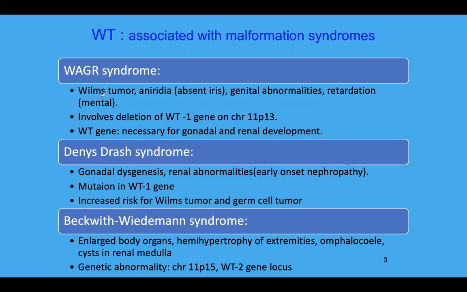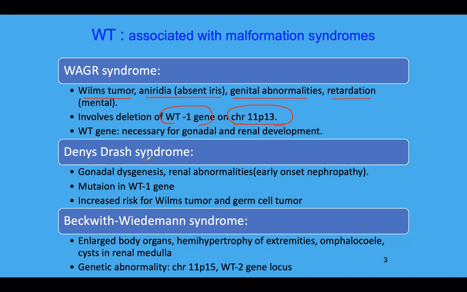So WAGR syndrome has the characteristic lesion of Wilms tumor, absence of iris, aniridia, and genital abnormalities. Various male and female genital abnormalities may be seen. Mental retardation is also fairly common. It involves the deletion of the WT1 gene, which is located on chromosome 11p13. So just remember this location, chromosome 11p13, the WT1 gene location. This may also be asked. The WT gene is necessary for gonadal and renal development, and it expresses various proteins, that is WT1 and WT2.